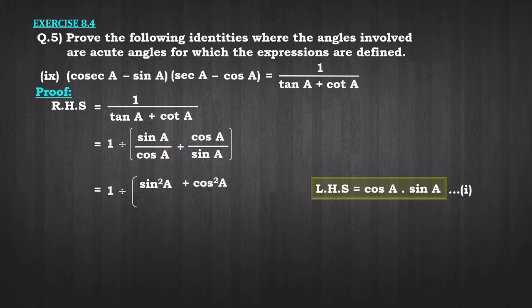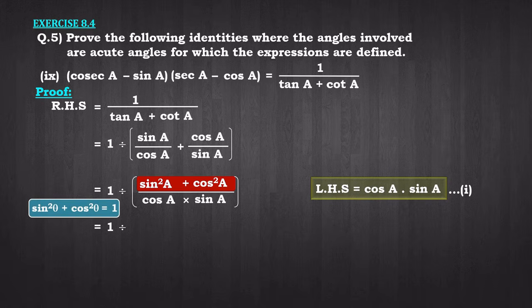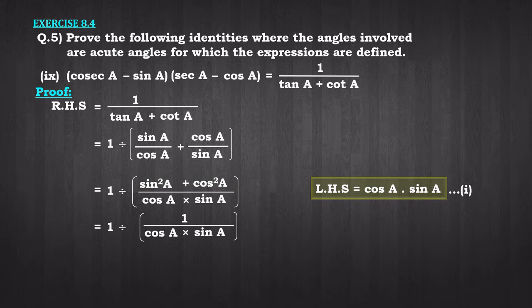Take the LCM of the two fractions. This becomes 1 divided by sine squared A plus cosine squared A divided by cosine A multiplied by sine A. Now use the identity. Sine squared A plus cosine squared A is equal to 1. So the expression becomes 1 divided by 1 upon cosine A multiplied by sine A. Dividing by a fraction is the same as multiplying by its reciprocal. Therefore, the right-hand side is equal to cosine A multiplied by sine A.